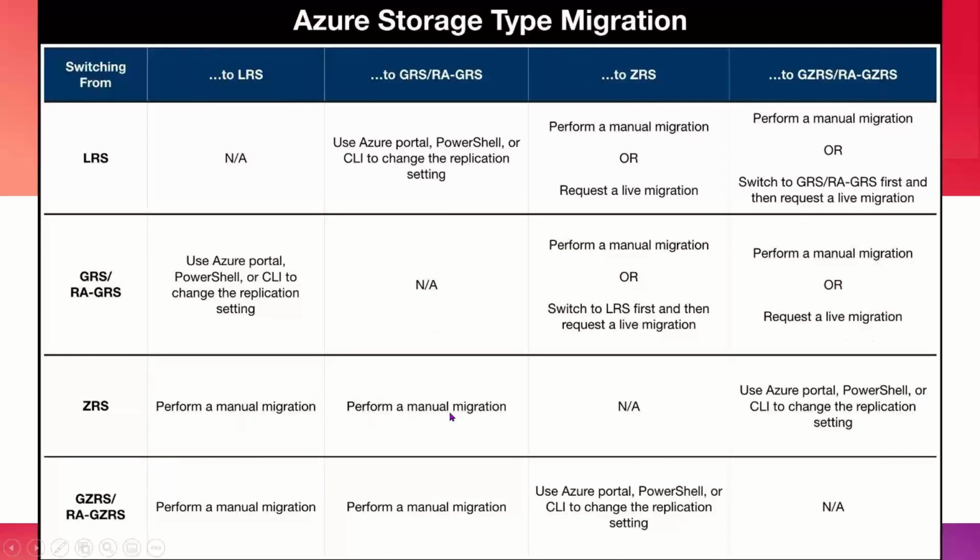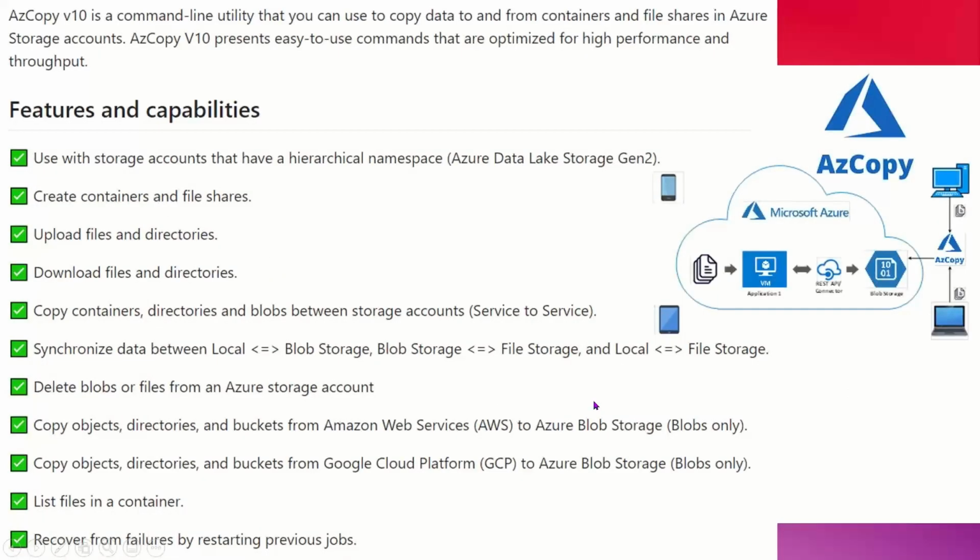But there are some conversions that you can do only using manual migration. You are already in LRS, so you need not migrate to LRS. Similarly, you are already in GRS, so you don't have to migrate to GRS. That's the reason they are not applicable here, because we already have the comparison for the same category. So certain migrations are live, certain migrations are manual, and some migrations are not supported. Let's go and understand it.